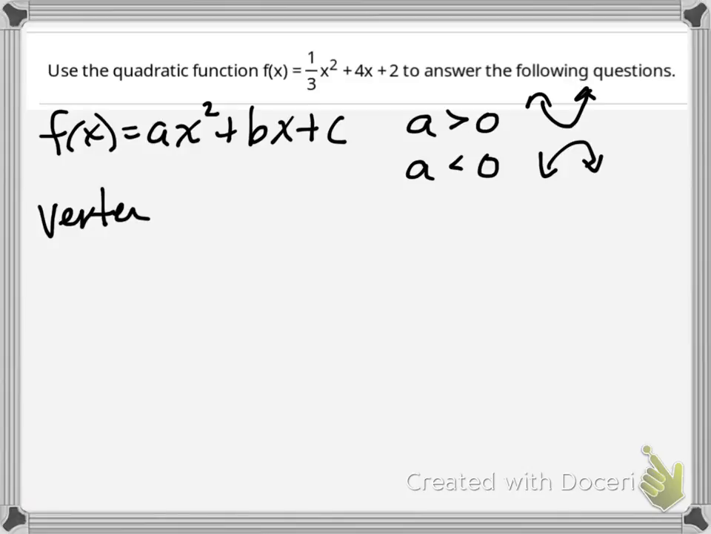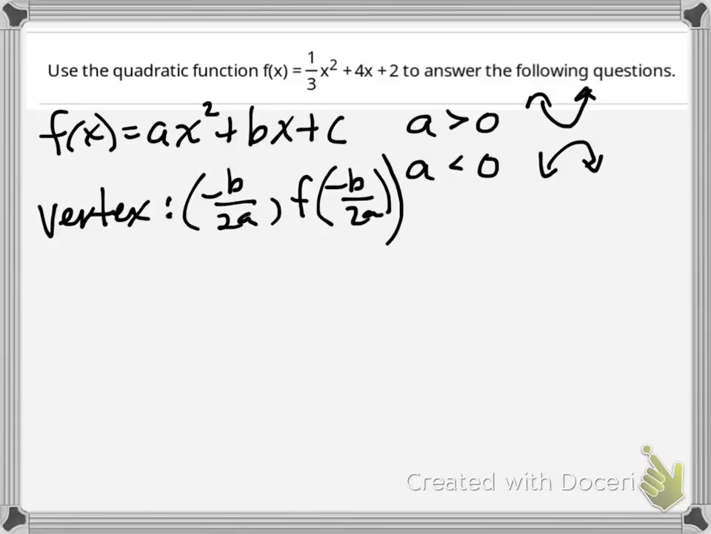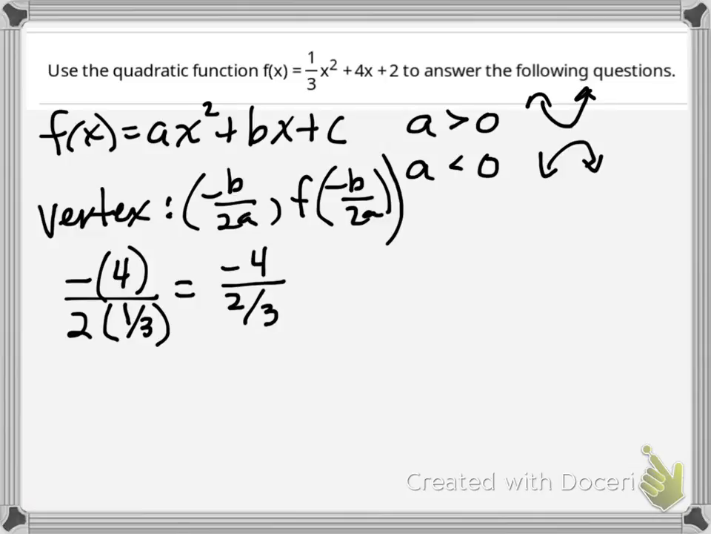Okay? So for this, a way to find the vertex is by using the formula negative b over 2a. That formula gives us the x value of the vertex. And once you know what that x value is, all you need to do is plug that into the function, and that will tell us the y value of the vertex. So let's plug in 4 for b, and 1/3 for a. And we'll simplify this: negative 4 over 2/3.